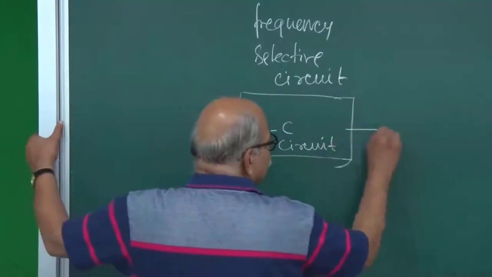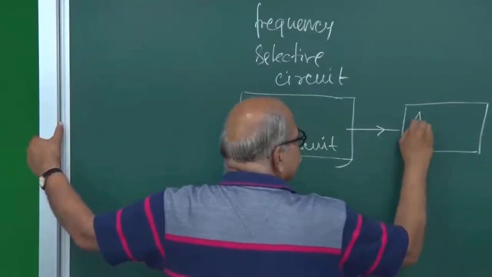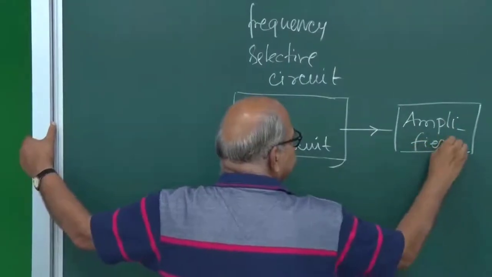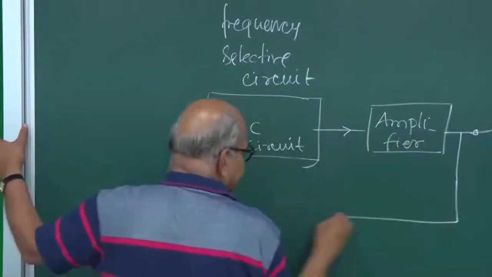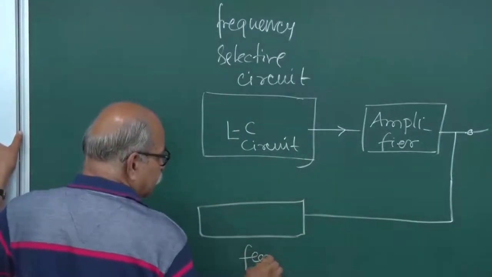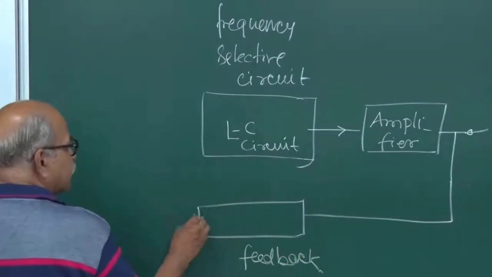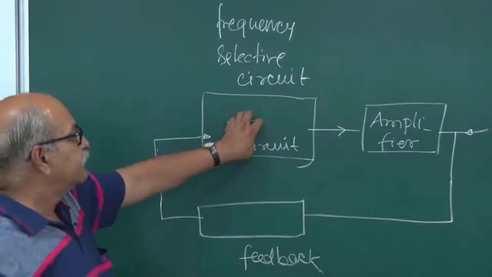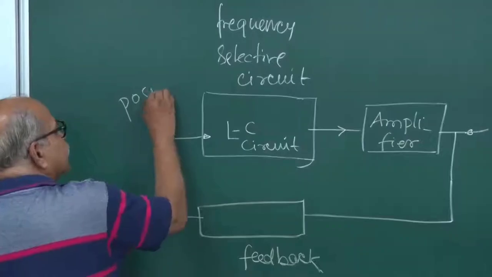And then the voltage goes to an amplifier, and this is where the transistor comes into the picture. This goes to an amplifier, and then from the amplifier you take your output also, and then you have a feedback mechanism. And this feedback circuit then gives a signal. Whatever is lost here is compensated here, and therefore a positive feedback.